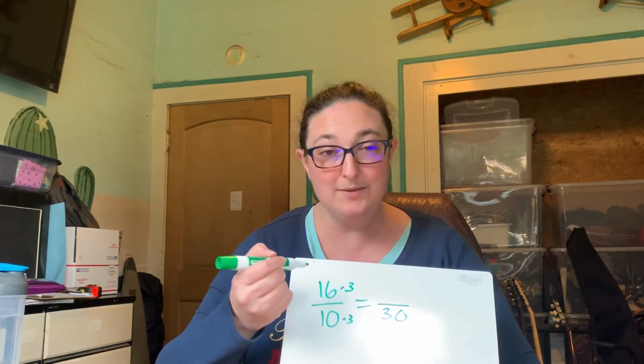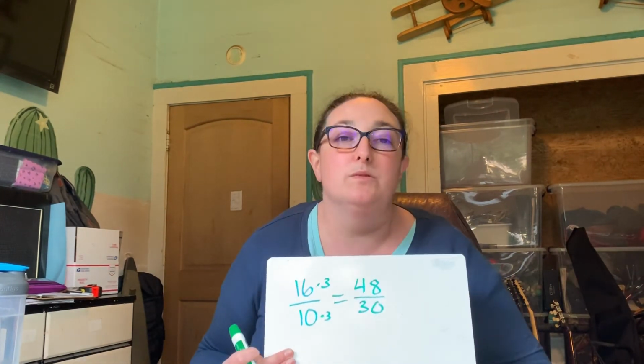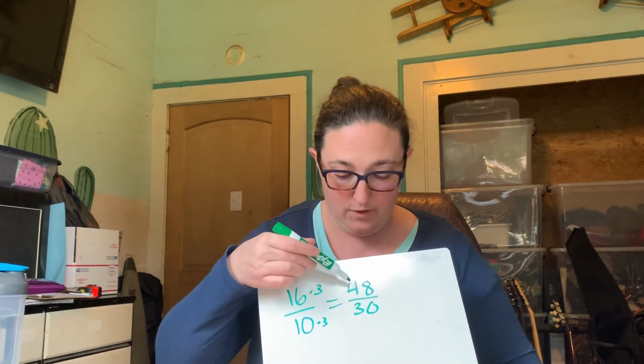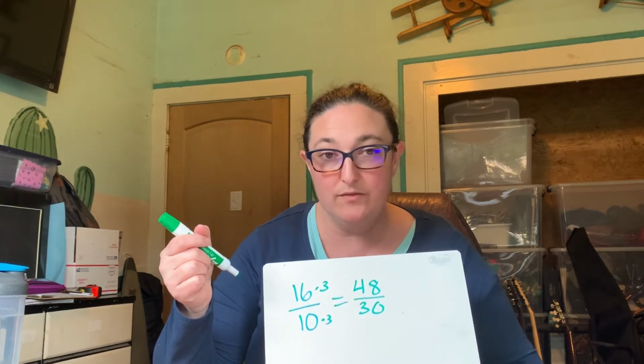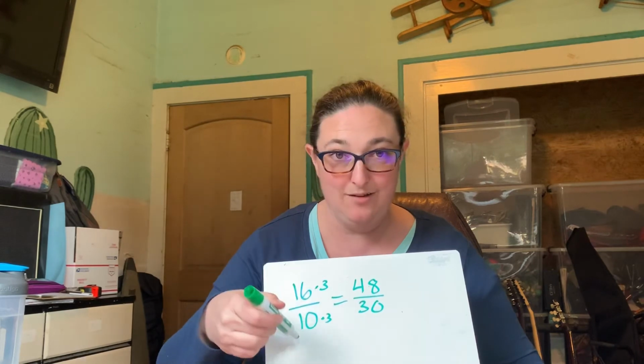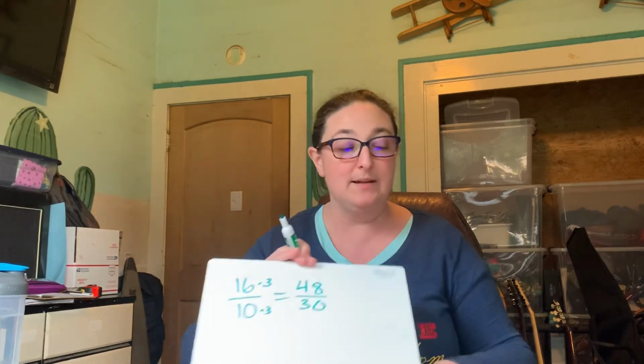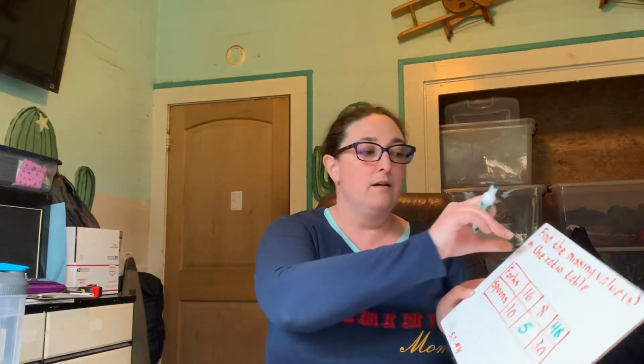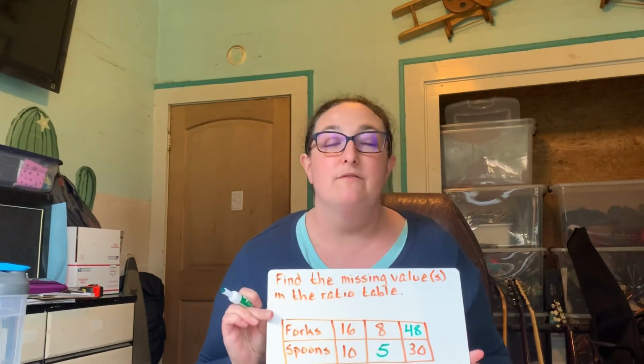Well, 3 times 6 is equal to 18. Carry my 1. And 3 times 1 is 3 plus 1 is 4. So 3 times 16 is equal to 48. 48 over 30 is my equivalent ratio for 16 over 10. So I can go back to my table and fill in our last missing number, which happens to be 48.